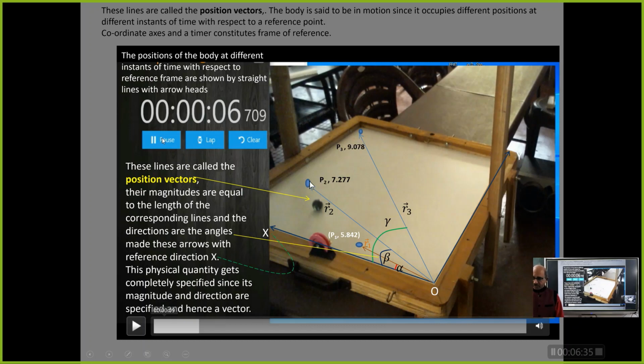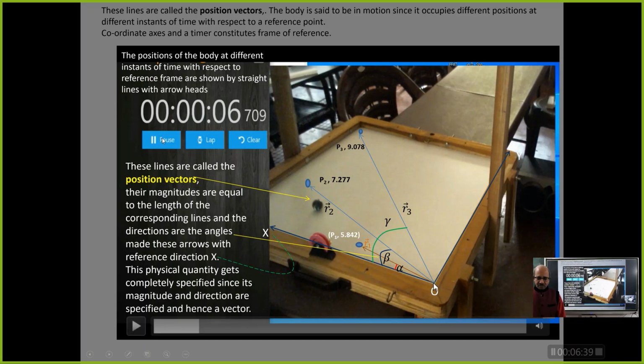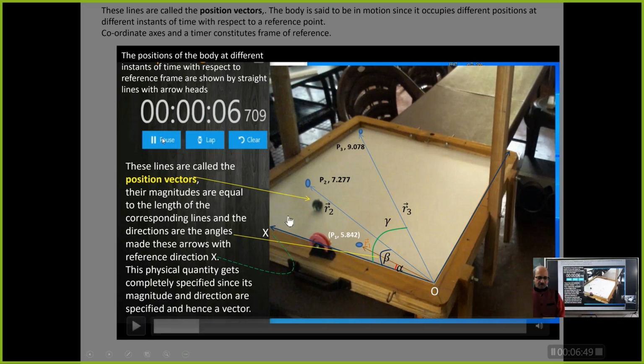Now if you reference these points with respect to this reference point, then these points shall be called positions. So to make it better, this body is occupying different positions at different instants of time with respect to a reference point. I hope you got it clear.